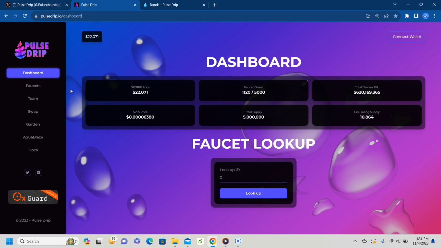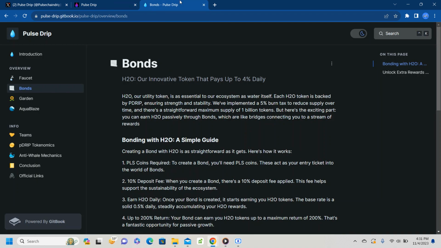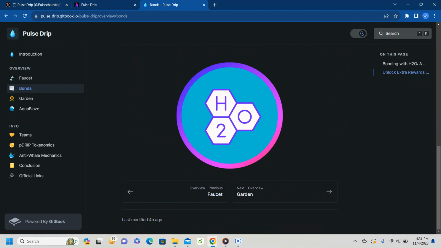PostStrip, H2O, the gardens, Aquablaze, all of that is just going to be a snowball effect and essentially be a monster and a printer, right? So for the most part, for me, I'm feeling pretty good about H2O and the potential that it could have.